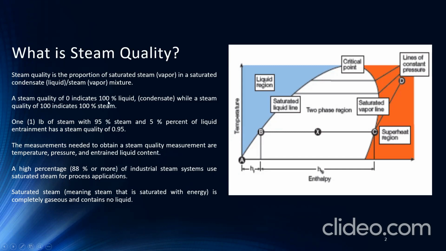Steam quality of 0 indicates 100% liquid. So dito siya. Ito yung saturation ko. While steam quality of 100% liquid, so dito siya, B. Condensate ang tawag dyan. So while steam quality of 100% indicates 100% steam, okay, or vapor. So 1 pound of steam with 95% steam at 5% of liquid entrainment has a steam quality of 0.95. Okay, 95 plus 5 is 100%.